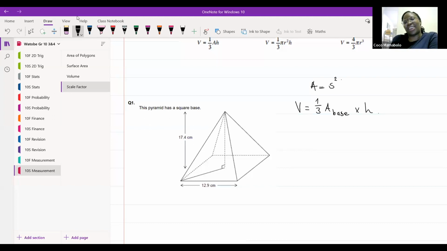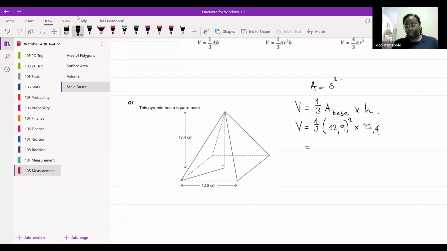All right, if I want to calculate the volume of the pyramid, I'm going to say the volume is 1/3 of open brackets, now this is 12.9, so 12.9 all squared. That's the area of my square multiplied by my perpendicular height, which is 17.4. Okay. And Imelda says she got 1,447.8. Did everybody else get the same answer?